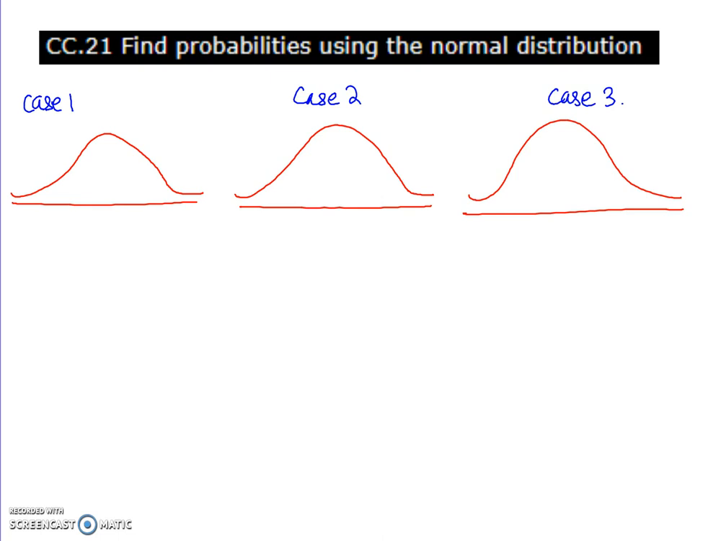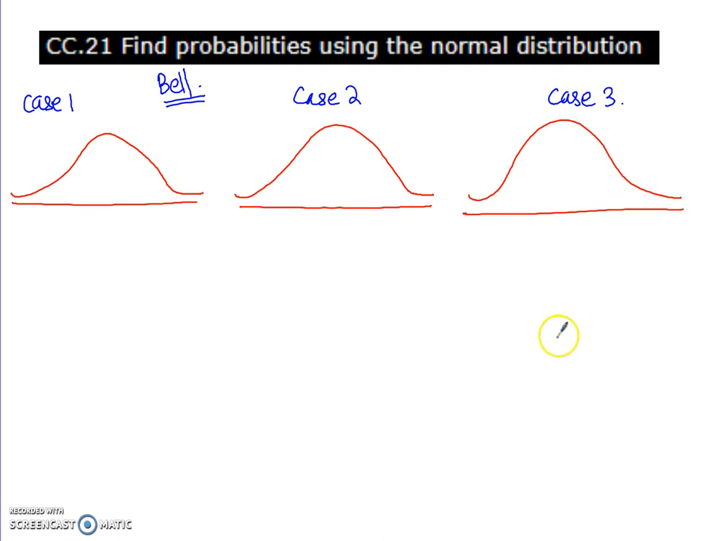A normal distribution is a distribution that, when you graph it, gives you the shape of a bell. It's like a symmetric bell. So remember that. That's all normal distribution means. Now there are three cases of how you find the probabilities.